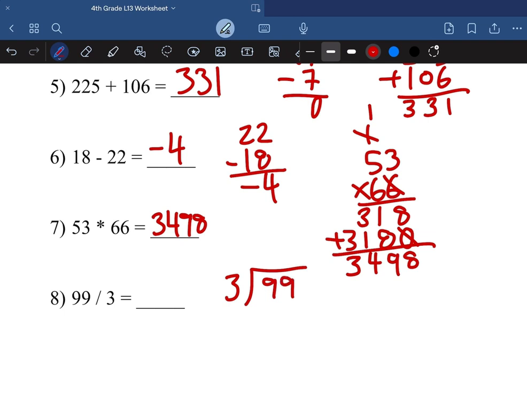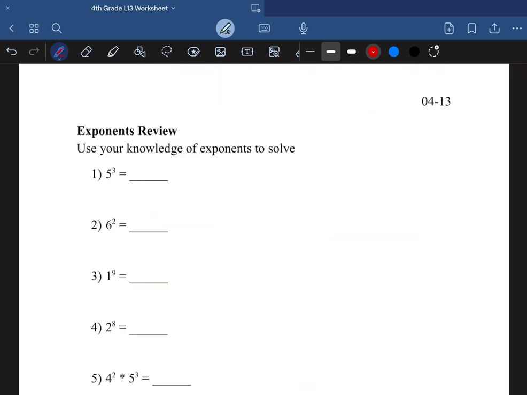3 goes into 9 3 times. 9 minus 9 is 0. We bring down the 9. 3 goes into 9 3 times again. So our answer for number 8 is just 33. Exponents review. Use your knowledge of exponents to solve.